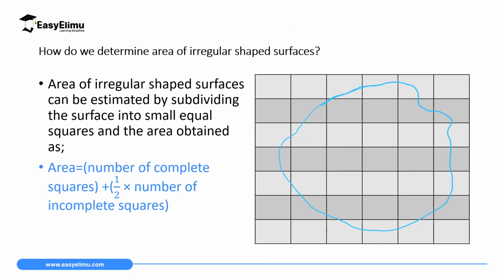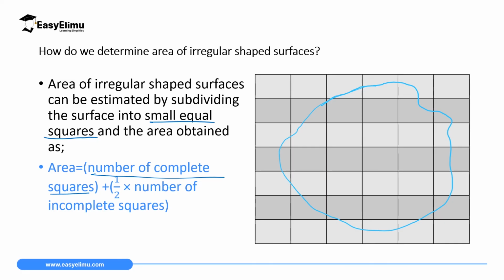So we have other shapes which are not regular, and to obtain their area, you can only do it through estimation. So what you do, you subdivide the surface that you have been given into small equal squares, and then obtain the area as number of complete squares plus a half the number of incomplete squares. So let's do the one on the screen.